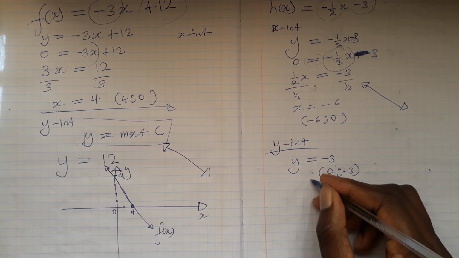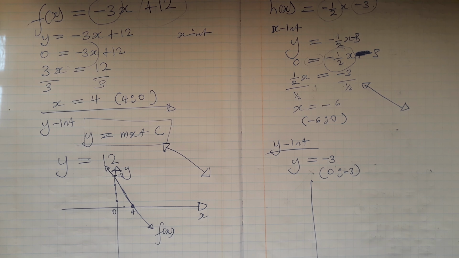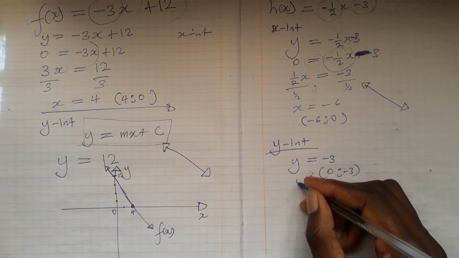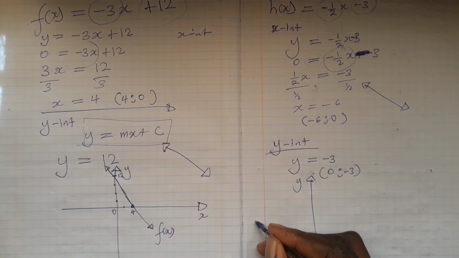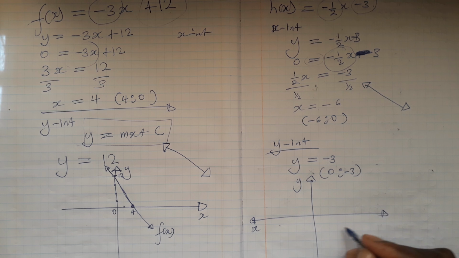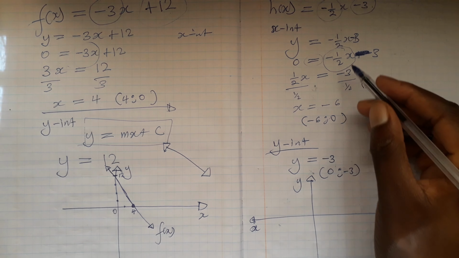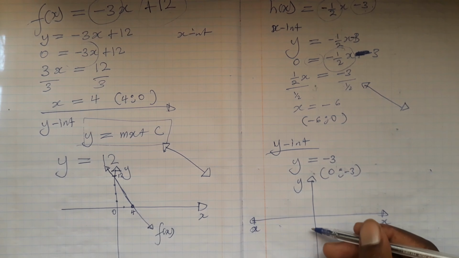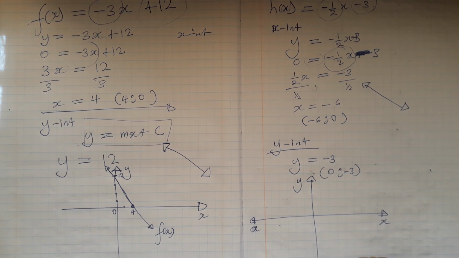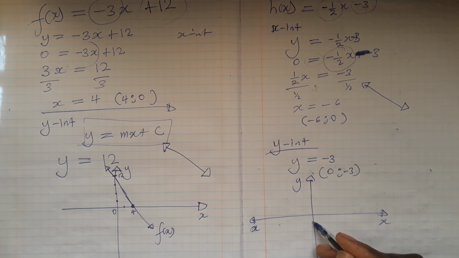Now let's sketch the graph. y, x. So what is the value of the y-intercept? It's -3. Negative is at the lower part of the Cartesian plane on the y-axis. If I say this is 1, 2, 3, it means this is going to be -3.